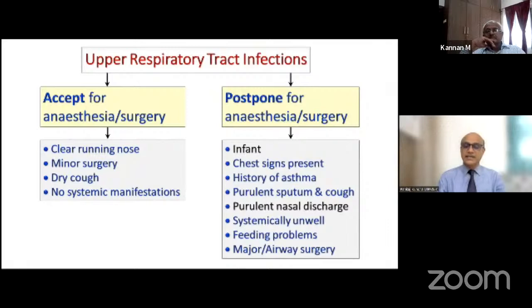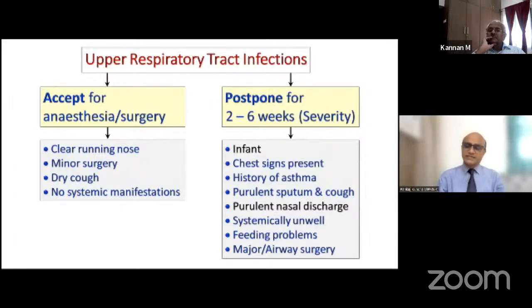However, if the child is less than 1 year old, has chest signs, has a history of asthma or hyperreactive airway, has purulent sputum and productive cough, has purulent nasal discharge, is systemically unwell, has feeding problems, and the surgery is going to be major or an airway surgery, then it is better to postpone the child. And the postponement would be, depending upon the severity, from 2 to 6 weeks.